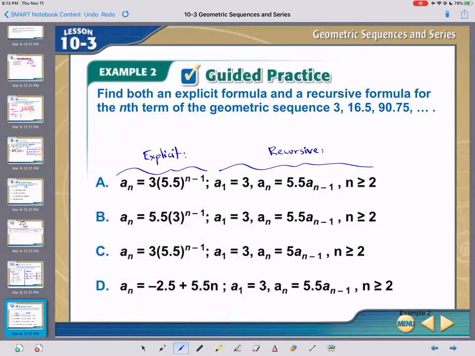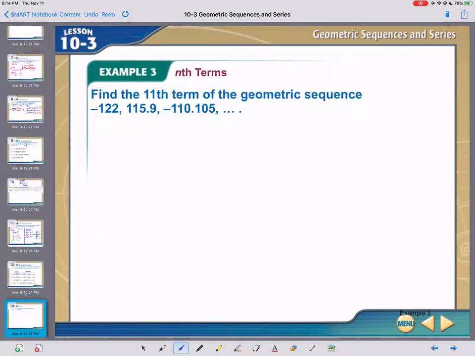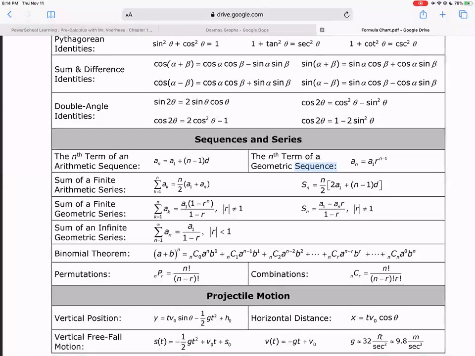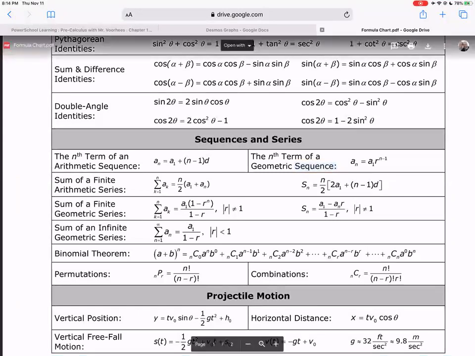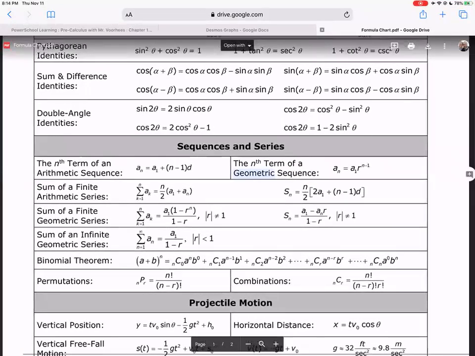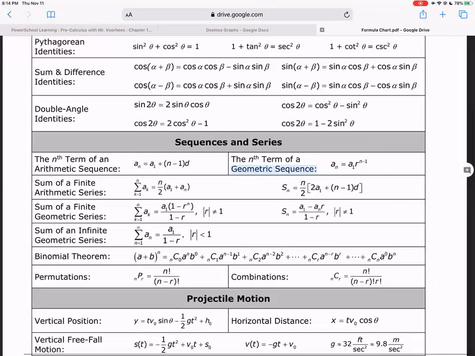All right, example 3. So now let's get into the fun stuff. So finding the nth term. To find the nth term, what we're going to use is that formula from the formula chart. If you're in class, you should have this formula chart. If you look on sequences and series, I'm using the nth term of the geometric series. I wish it would let me highlight the whole thing, but it's just letting me highlight some, not all. But that's where I'm looking.